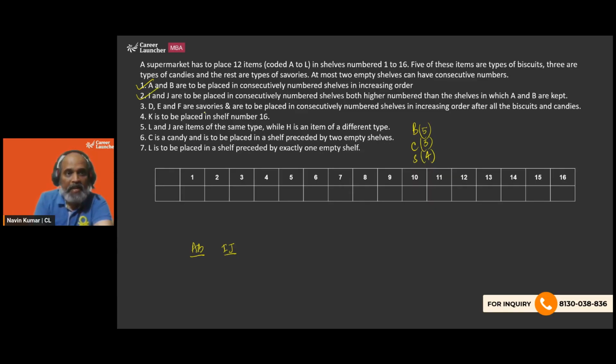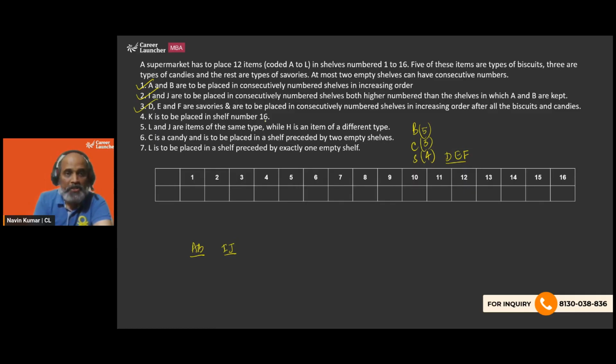Next, D, E, and F are savories and are to be placed in consecutively numbered shelves in increasing order after all the biscuits and candies. Okay, so we have got D, E, and F. These are the three savories, and this is the order in which they are supposed to be put. So initially, we are going to have biscuits and candies. Which one will come first? No idea.